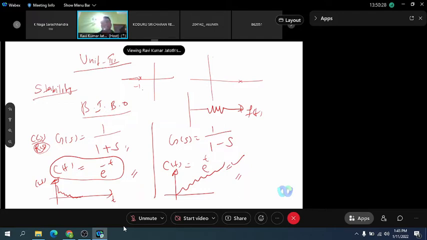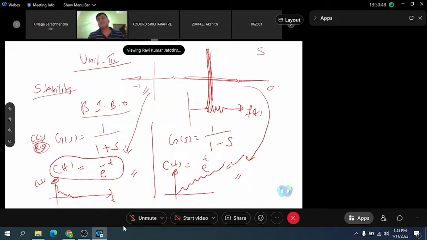When there is a pole on the left half of the S plane, we are going to get a response like this. But when there is a pole on the right, we are going to get a response like this. So the reference is the imaginary axis. This is the S plane, this is the real part and this is the imaginary part.